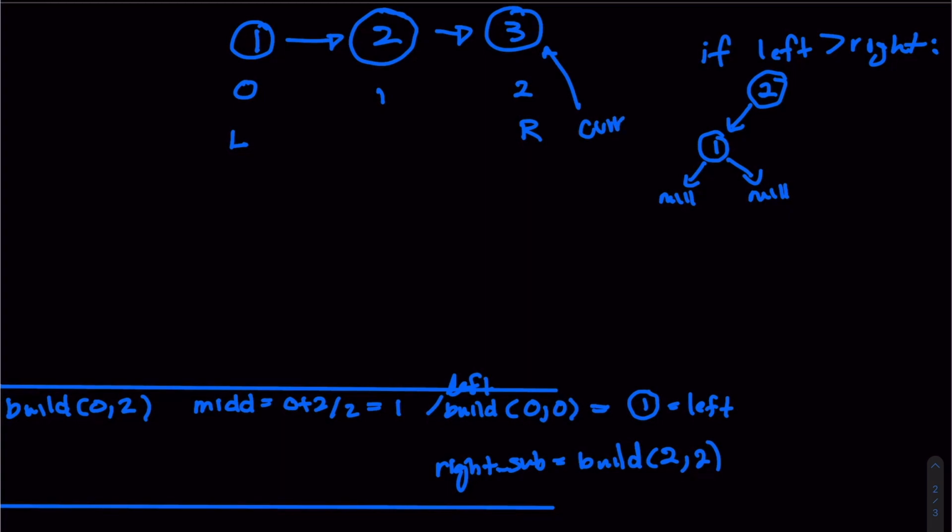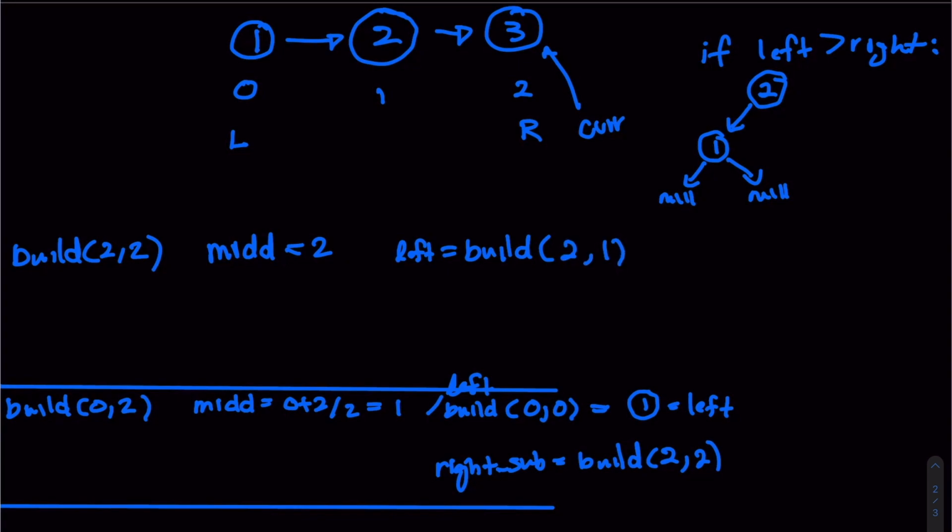And we're now making another call to build 2, 2. When we do that, we choose my middle index again. So we say 2 plus 2, 4 divided by 2 ends up equal 2. And now we're going to try to build the left side. So left side of this will be build on left to mid minus 1. So we get 2 to 1, and we see that left is greater than right, so we get null.